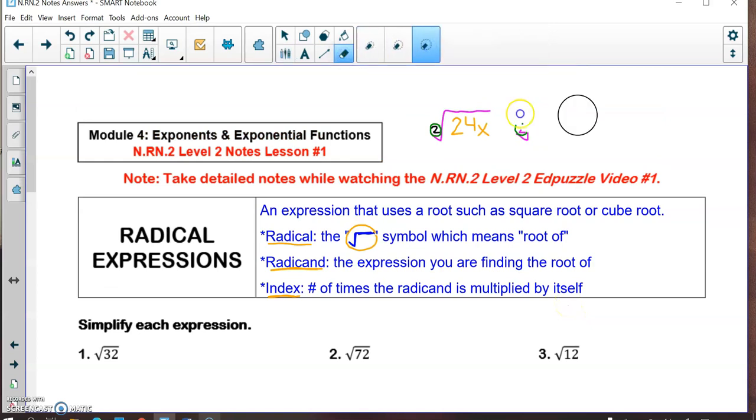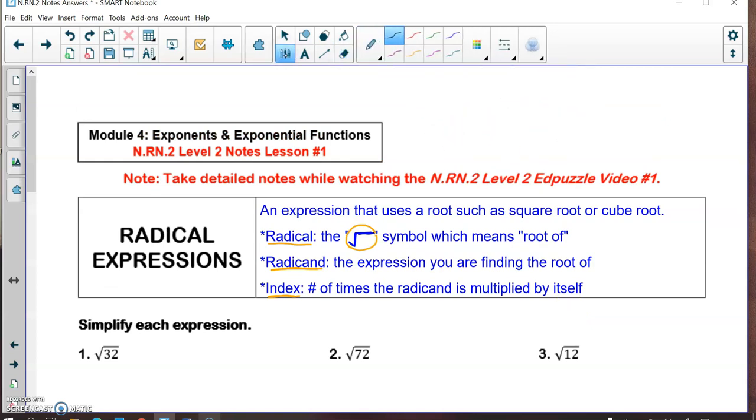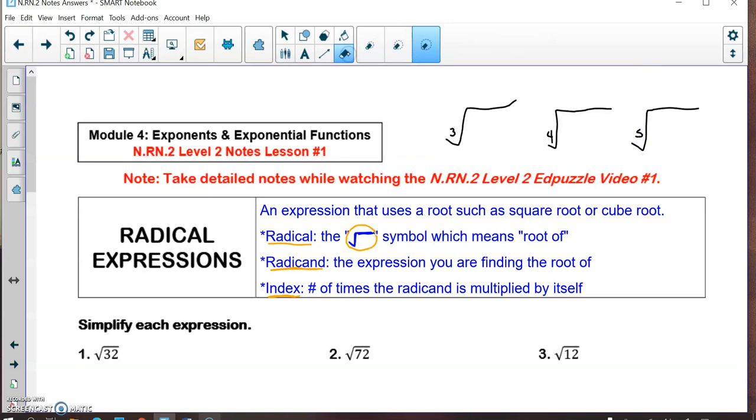If you see a radical with a little 3 in there, that would mean cubed root. If you see a radical with a little 4, that would mean fourth root. If you see a radical with a little 5 in there, that would mean fifth root, and so forth. We are going to be dealing with square root in this lesson only, and then we will move on to cubed root in the next lesson. So for right now, we're just dealing with square root.